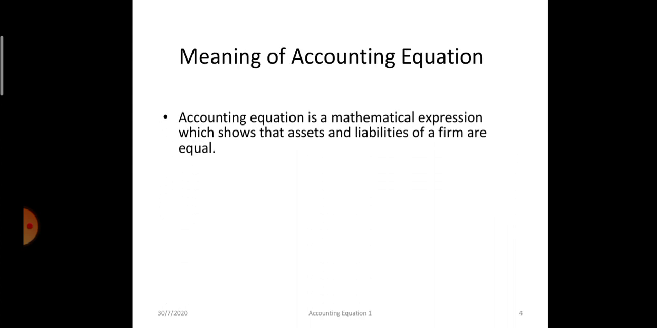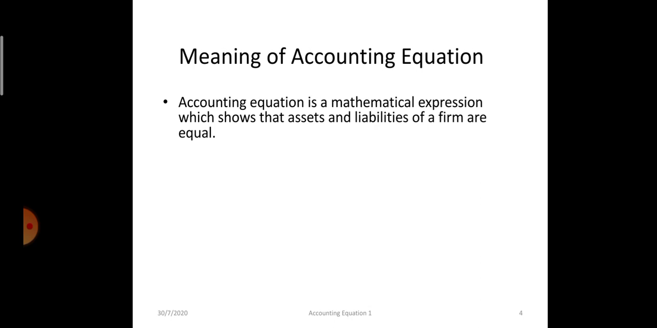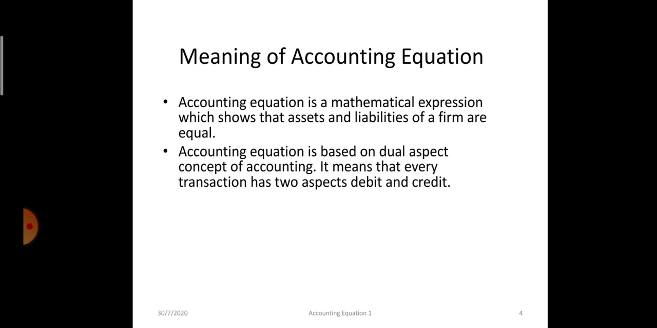Now, accounting equation is a mathematical expression which shows that assets and liabilities of the firm are equal. We have discussed the accounting equation while learning about assets, liabilities and capital in chapter 2. Accounting equation is based on the dual aspect concept. Also we have studied that every transaction has at least two effects, one will be debit and another will be credit. In this video we will discuss the effects of transactions on the accounting equation.